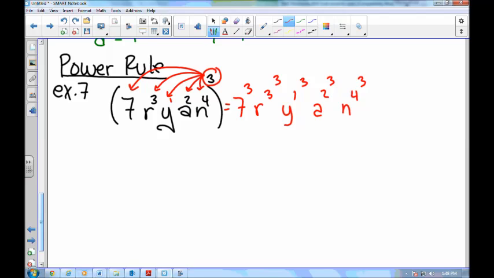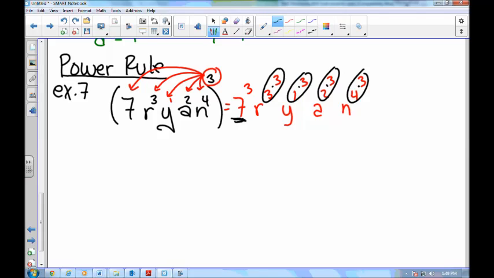Do you remember what the shortcut was for the power rule? Product rule is add, quotient rule is subtract. What's the shortcut for power rule? Over here. Multiply. See all these double exponents? Multiply, multiply, multiply, multiply. Is this an exponent? No. So do not do 7 times 3. This is 7 to the third power.